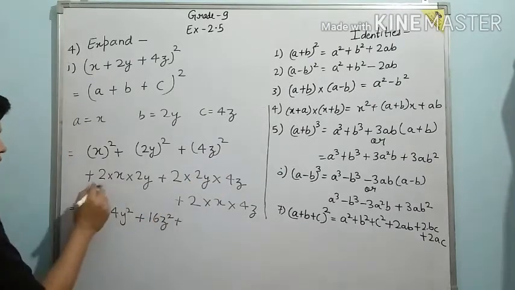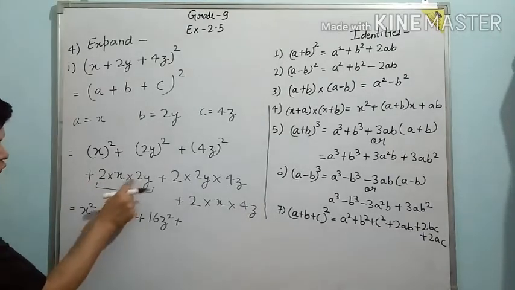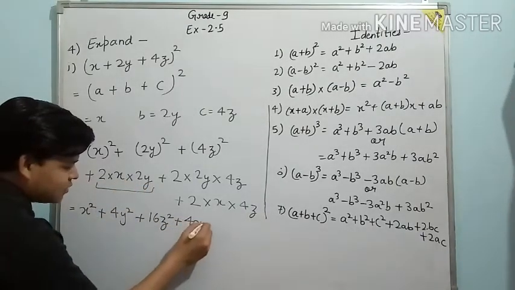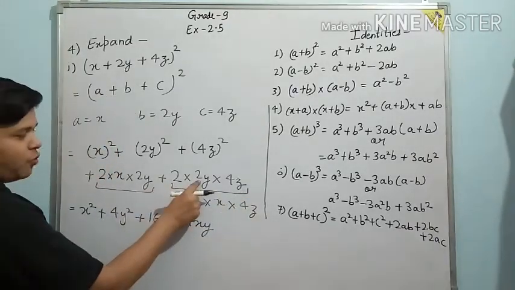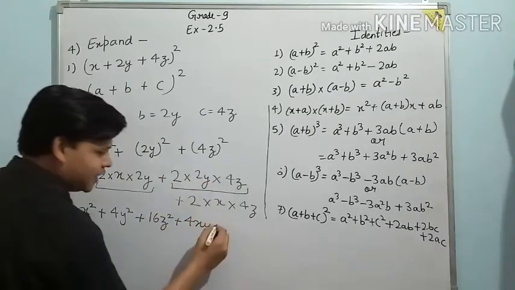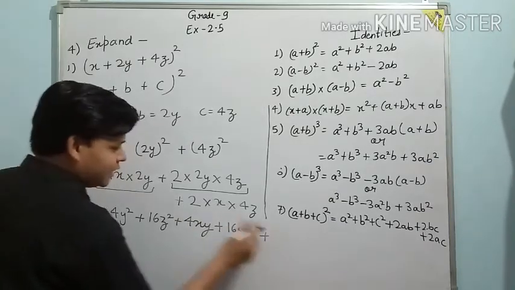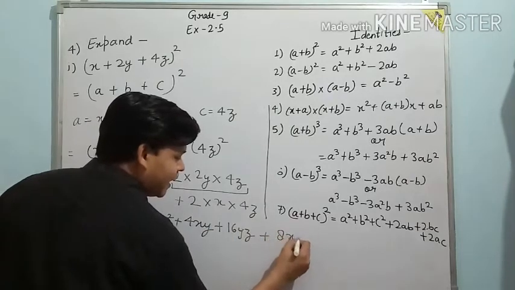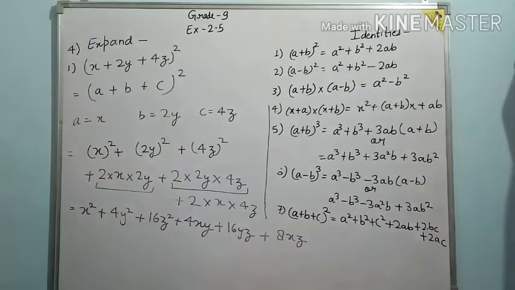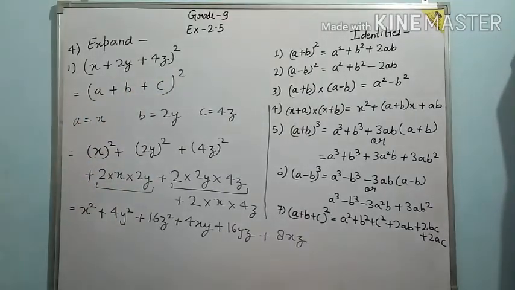After this we'll multiply all these three, that is 2 into 4, 4xy, that means plus 4xy. Then multiply these three, that is 2 times 2 and 4, 16yz, that means plus 16yz. Similarly the last part, 2 into 4, 8xz, that means plus 8xz. So this way we have expanded the given expression. After this I would like to tell you the last part, that means the sixth part.